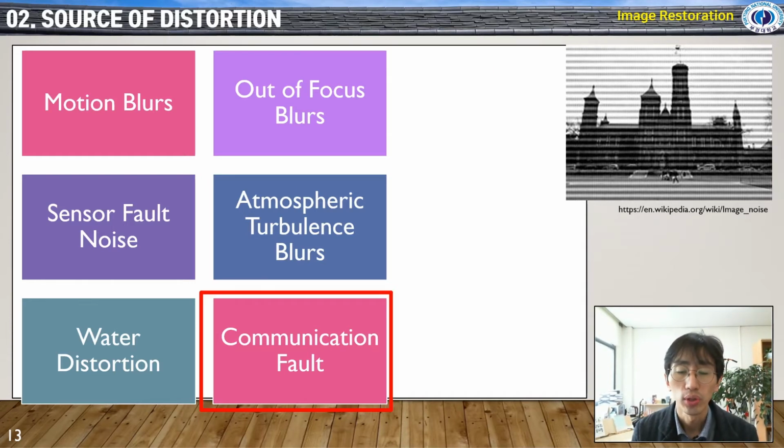So when we take an image and the image is sent to other places, if there are some troubles during the communication between two devices, there could be distortion in the obtained image. Or there could be noise, like impulse noise or something else. Anything could happen here.